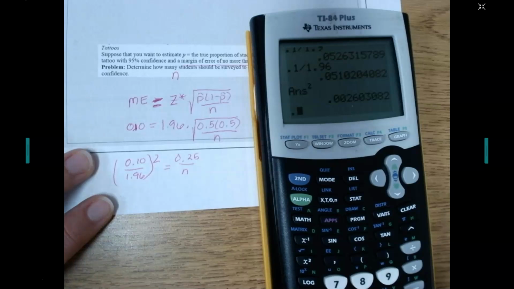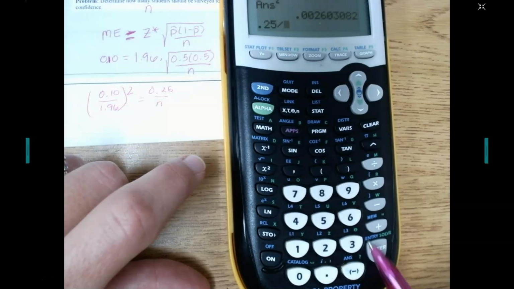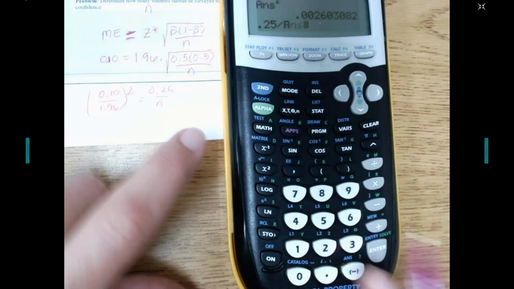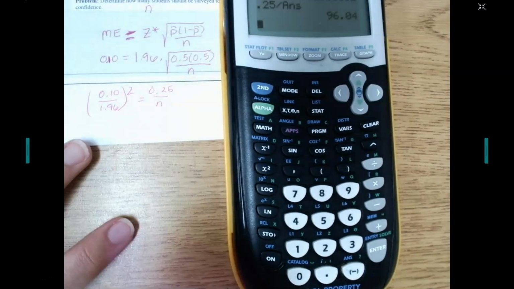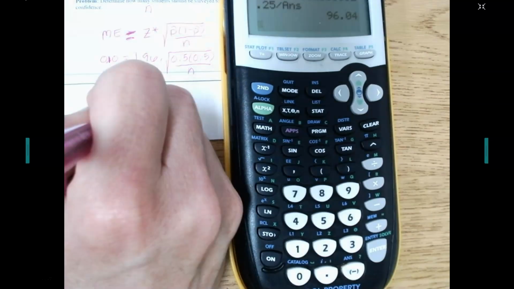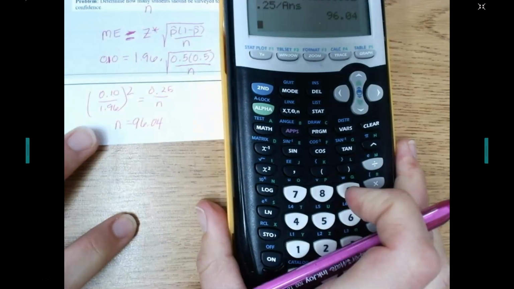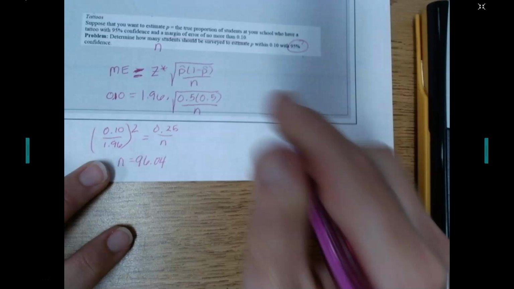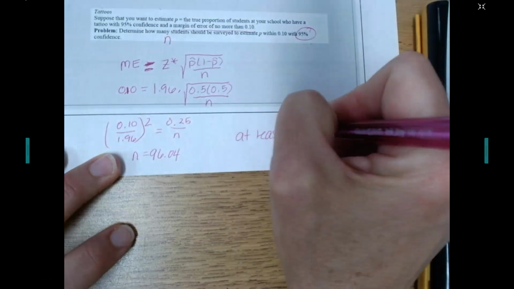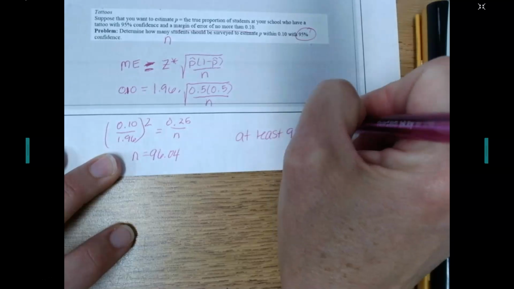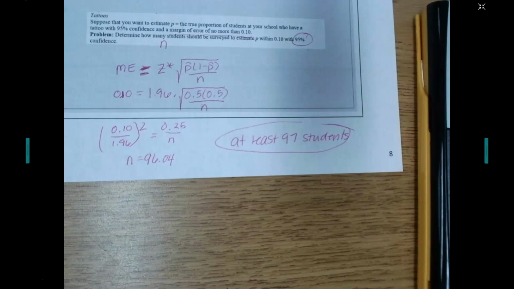So I could say 0.25 divided by, you remember your second answer button? See, it's right above the negative sign. If you do second answer, it pulls all that back up so you don't have to type it in. Okay, and so I get n is 96.04. So I need my sample size to be at least 97. Remember, you'd rather have a too large sample than a too small.